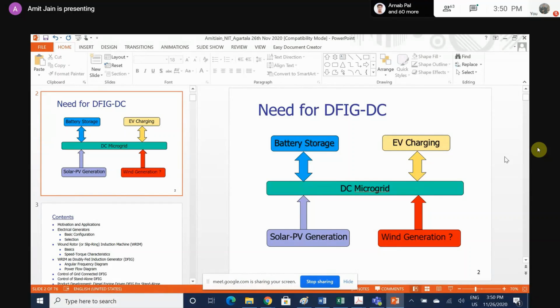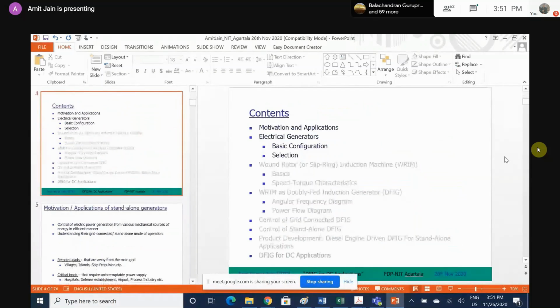The squirrel cage induction machine we study even in our undergraduate courses. We have some idea: you have stator windings available to you, for feeding stator voltages at a certain frequency from an inverter or something like that. But how this doubly fed, meaning slip-ring, induction machine is operated, my presentation is along those lines.